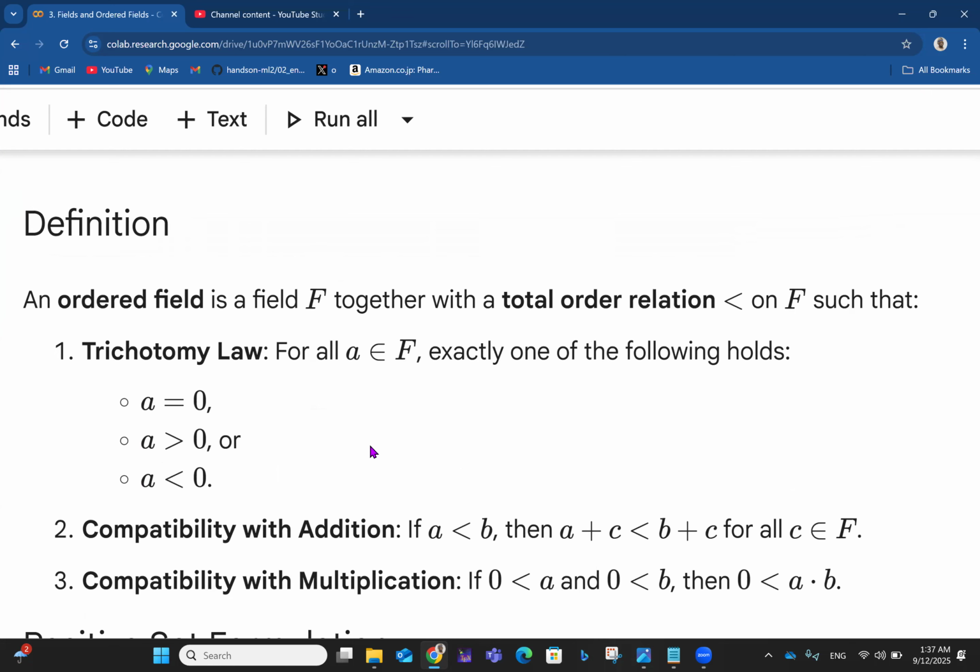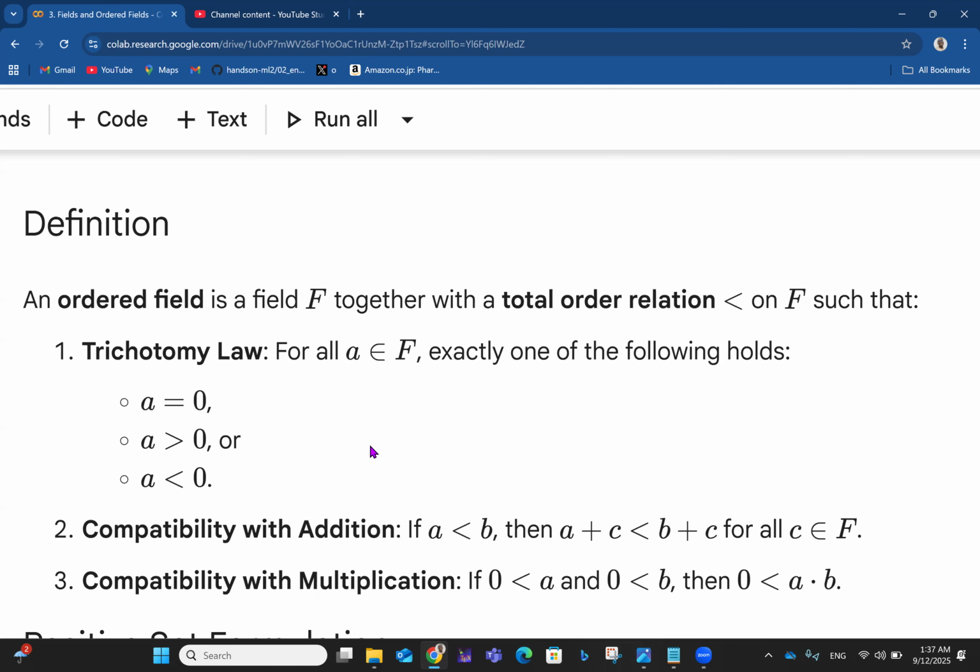So for A belonging to F, exactly one of the following holds. There are three laws now, but only one of them holds. Either A is equal to 0, or if it's not equal to 0, it can be greater than 0. If it's not equal to 0 or greater than 0, then it is less than 0. So that's the trichotomy law. That's talking about the idea of an ordered field.